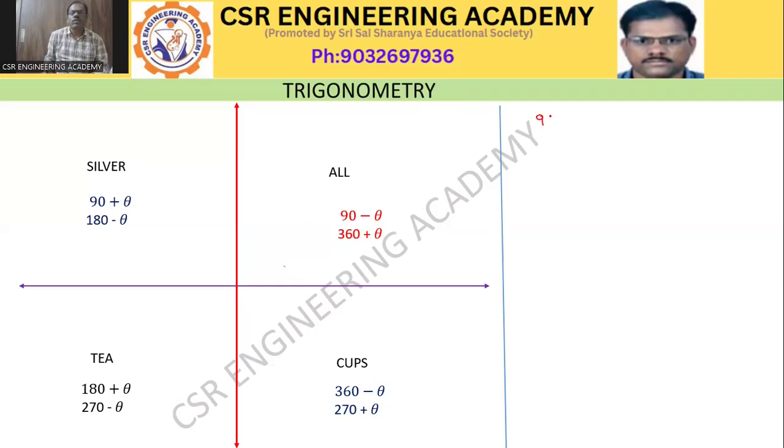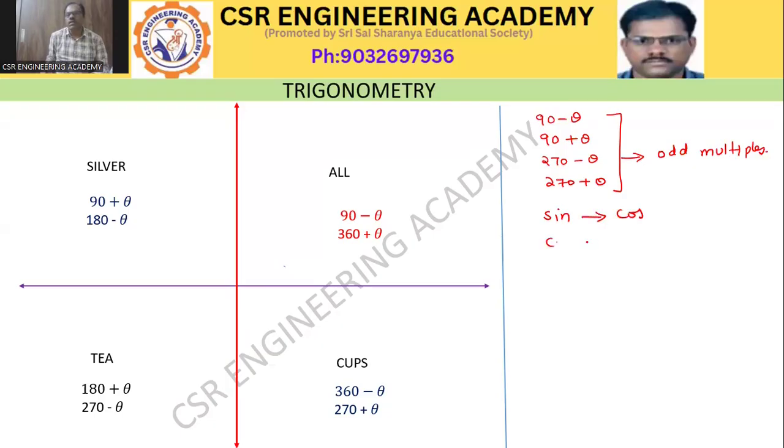Here 90 minus theta, 90 plus theta, 270 minus theta, 270 plus theta are odd multiples. For odd multiples, sine changes to cos, cos changes to sine, tan changes to cot, cot changes to tan, secant changes to cosecant, cosecant changes to secant.